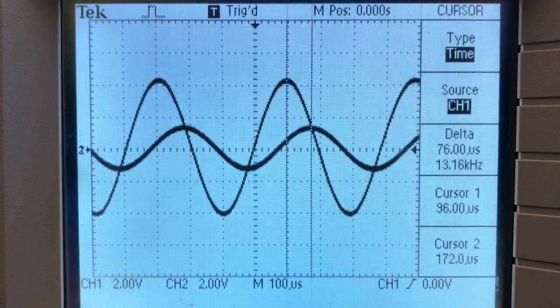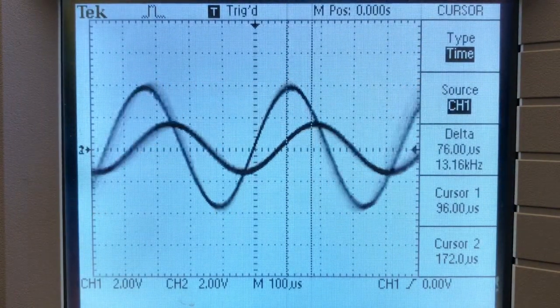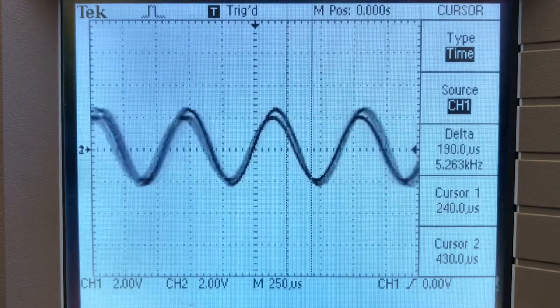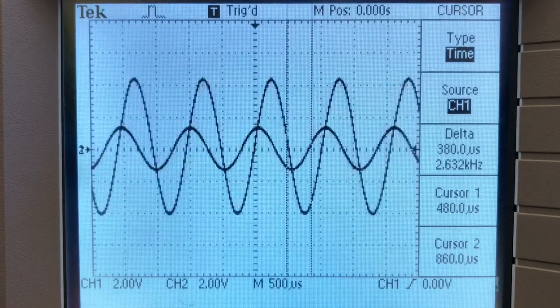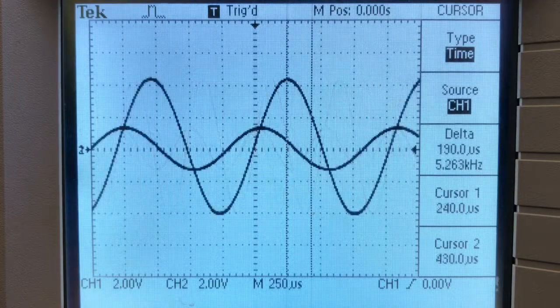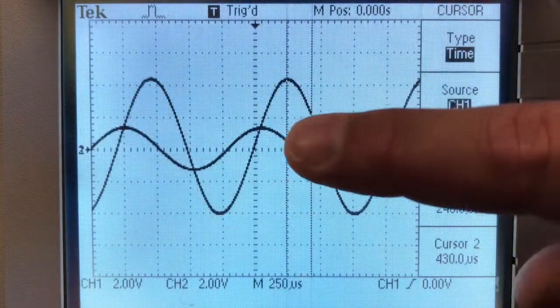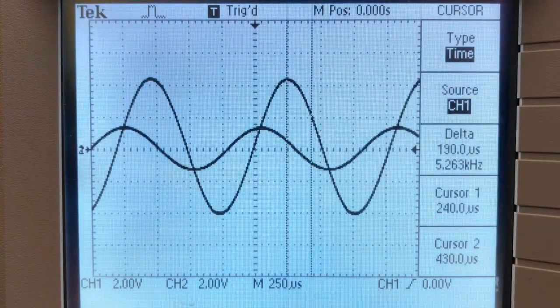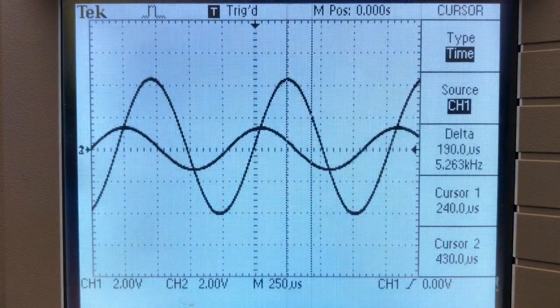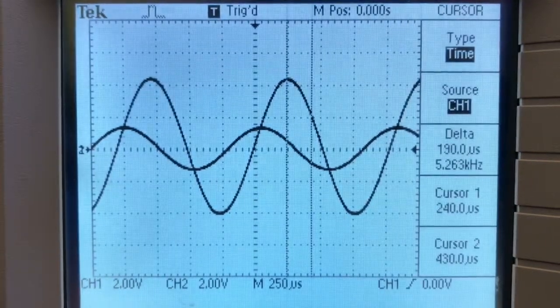If I go down to a lower frequency, like say here, now the current is ahead of the voltage, and so this would be a negative time delay because the current rises first and then the voltage behind it. So that should be everything you need for measurements from the photos.